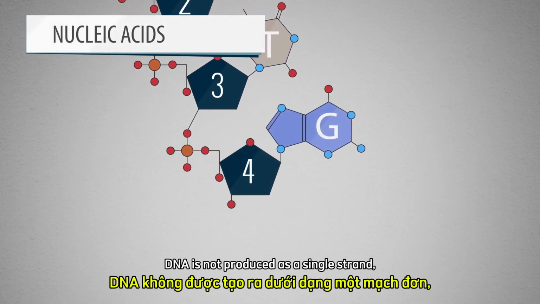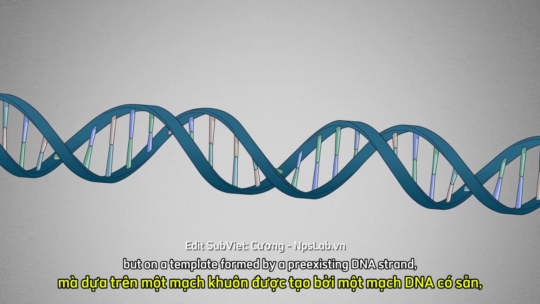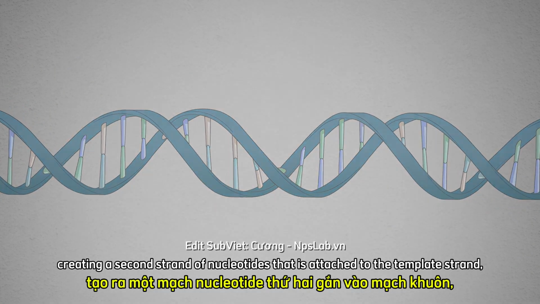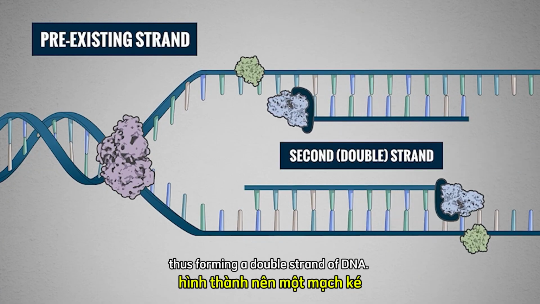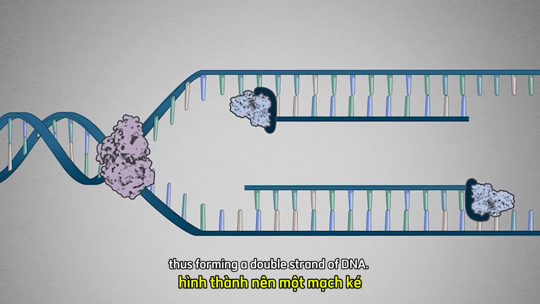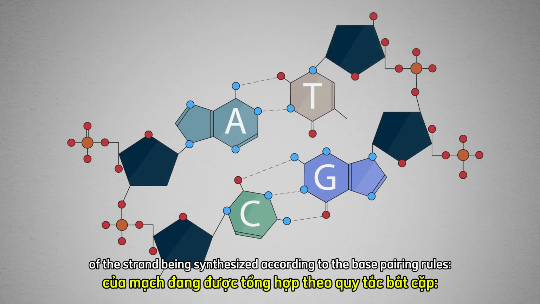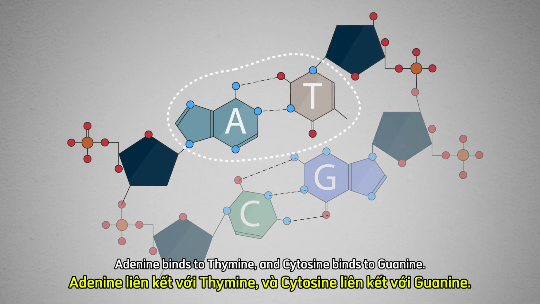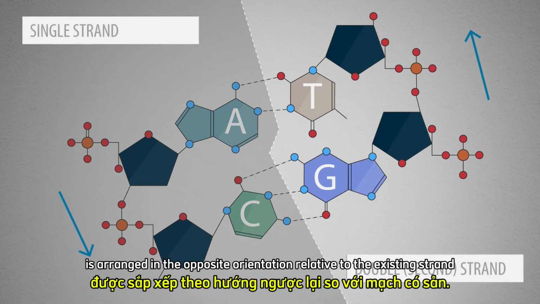In the living cell, DNA is not produced as a single strand, but on a template formed by a pre-existing DNA strand, creating a second strand of nucleotides that is attached to the template strand, thus forming a double strand of DNA. The nitrogen bases protruding from the existing strand bind to bases of the strand being synthesized according to the base pairing rules. Adenine binds to thymine, and cytosine binds to guanine. Note that the second strand is arranged in the opposite orientation, or upside down, relative to the existing strand.